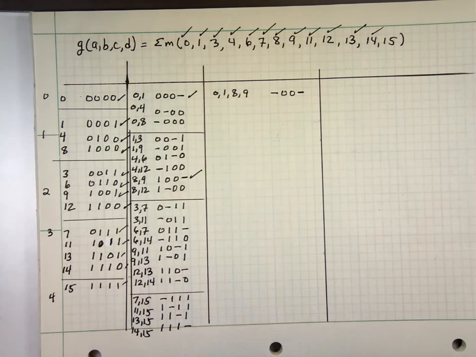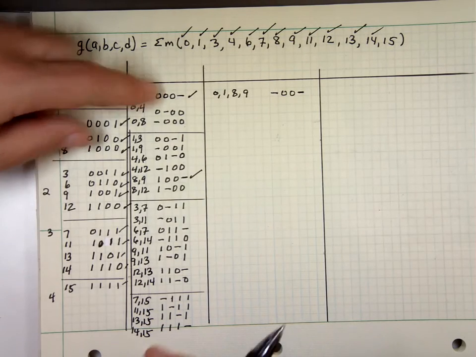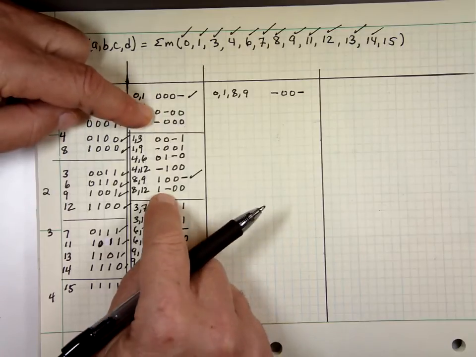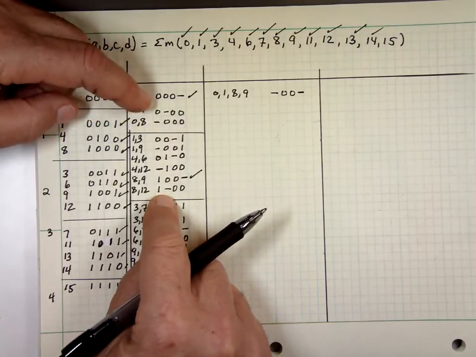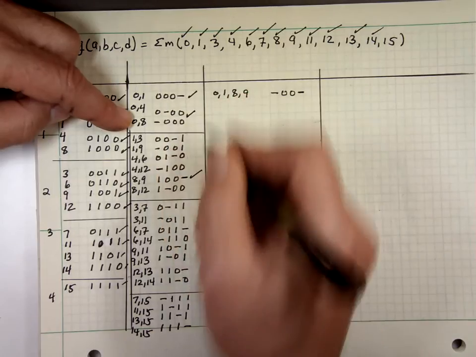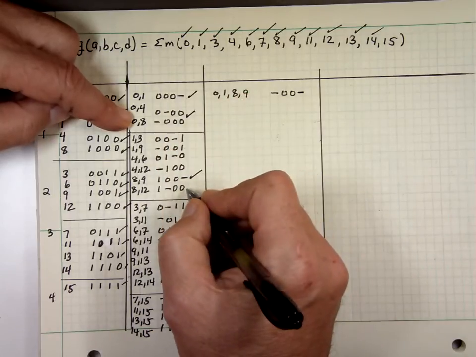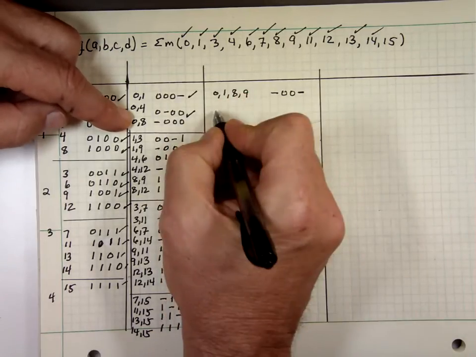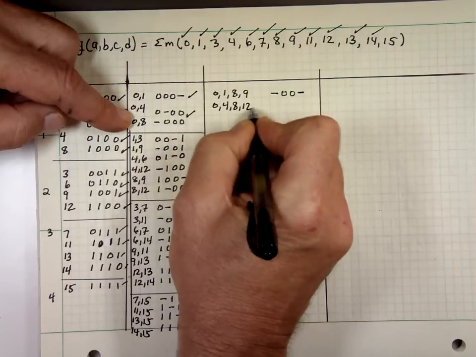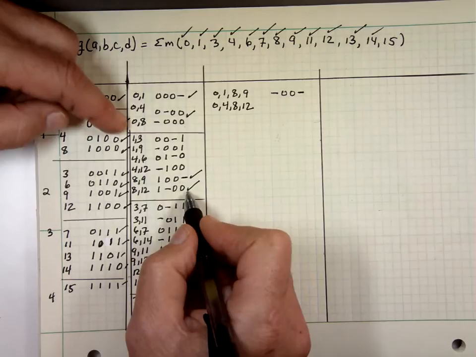Let's see, how about this and this? The only place they could match is right here. See it? So that's 04, and was it 8 and 12? Zero 04, that'll be dash 00.